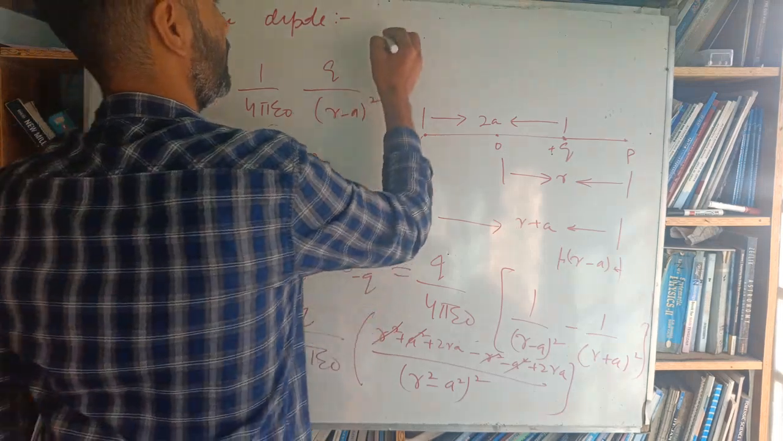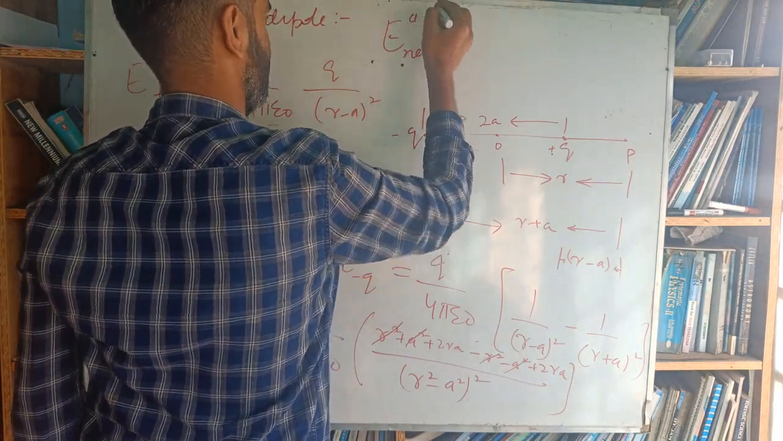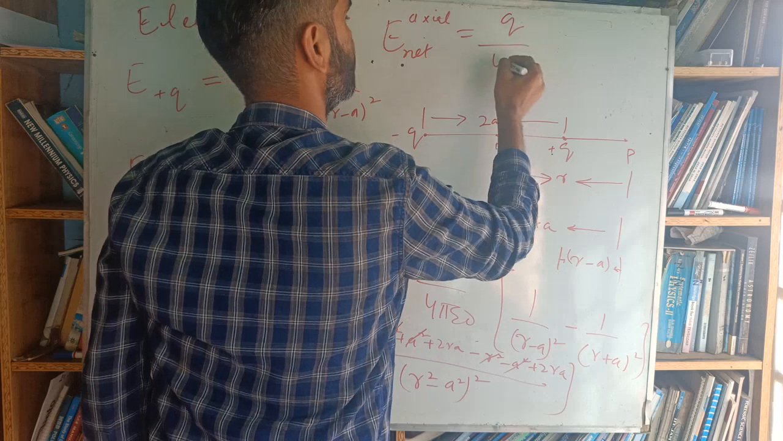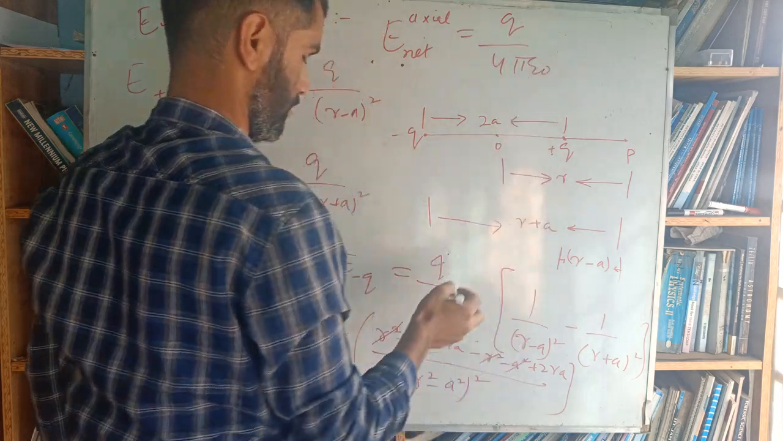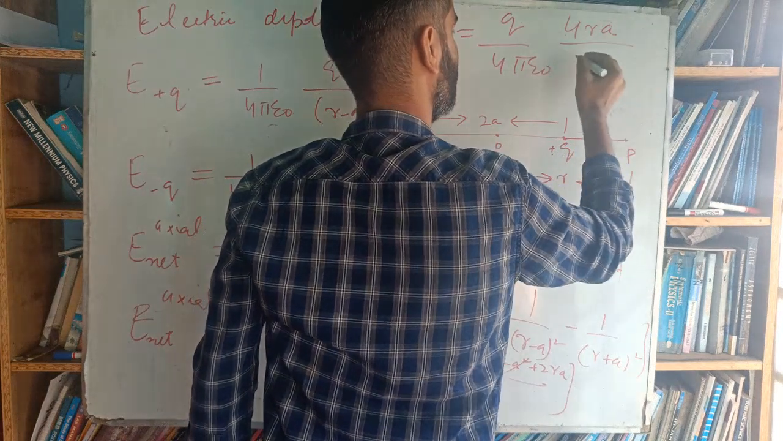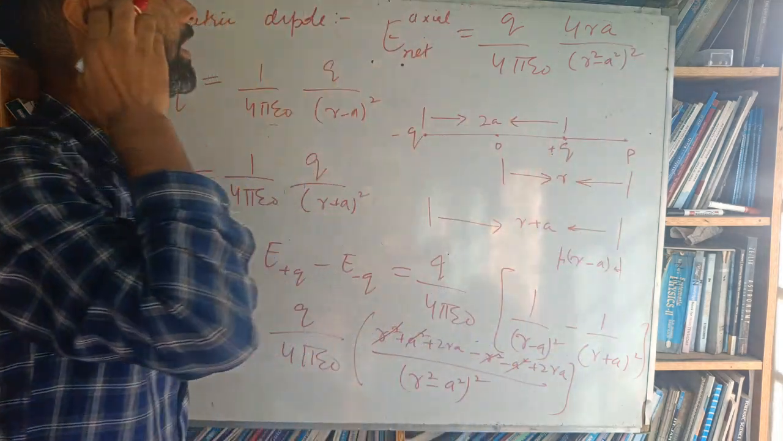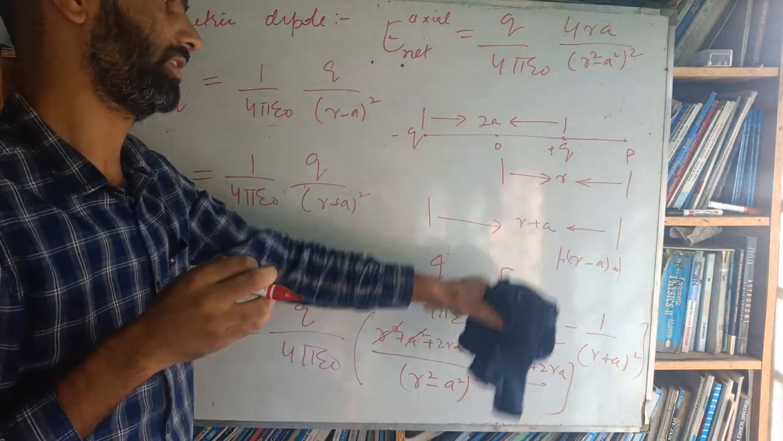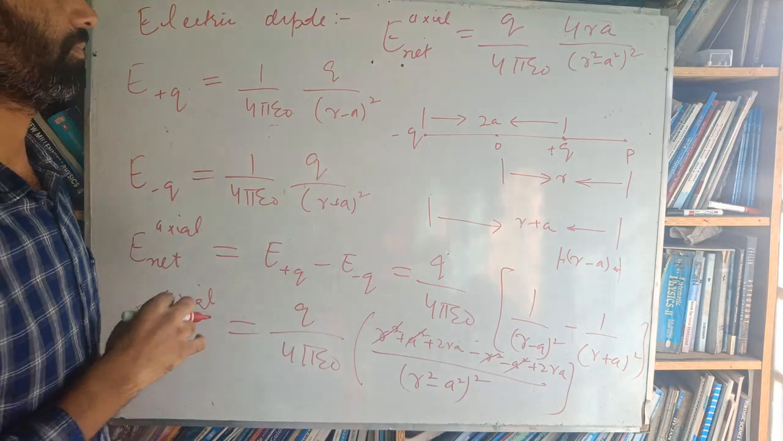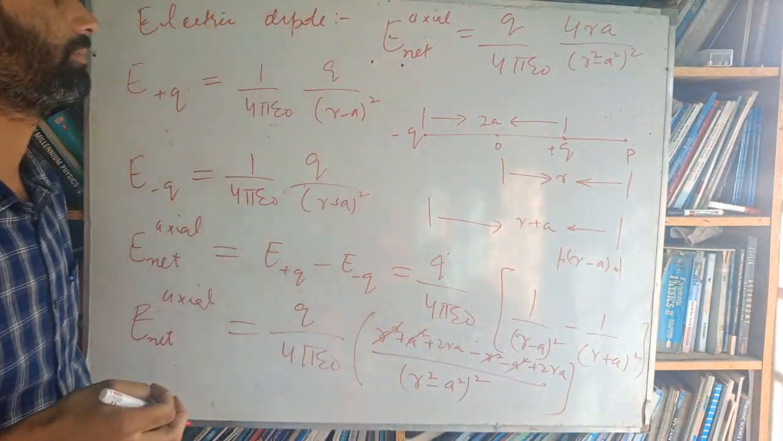here the net electric field on the axial line of an electric dipole is q over 4 pi epsilon naught, 4 r a over r square minus a square whole square. This is the net electric field intensity for this arrangement of two charges, minus q and plus q, that forms an electric dipole, at point P on the axial line.